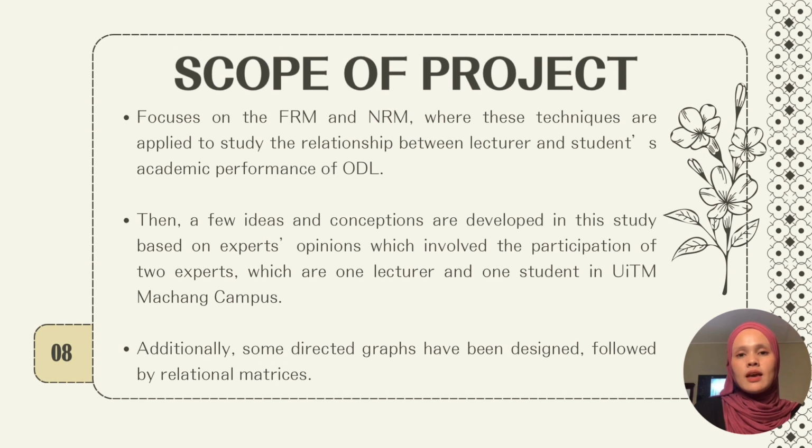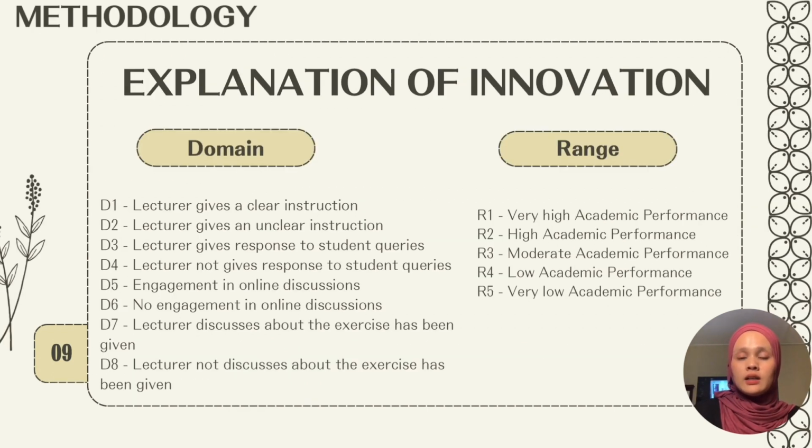Then a few ideas and concepts are developed in the study based on experts' opinion, which involves the participation of two experts, which are one lecturer and one student at UiTM Machang campus. Additionally, some directed graphs have been designed, followed by the relational matrix. Next, methodology. These are the list of our domain and range. So there are 8 nodes related to lecturer in teaching ODL as the domain space from D1 to D8, and 5 nodes related to a student's academic performance as the range space, ranging from very high to very low performance.